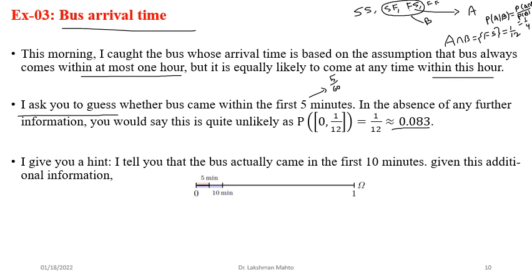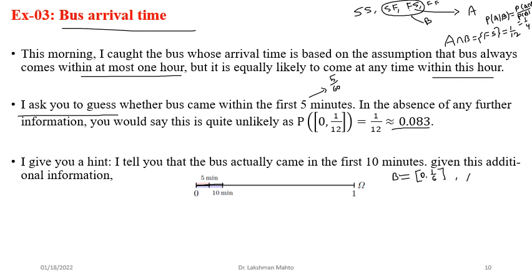So 5 minutes, it is already given. This is the partial information B. So what would be B here? First 10 minutes. That means the interval, you convert into hours. So what is the meaning of 10 minutes? It is talking about 0 to 1 by 6. That means 10 by 60, it would be 1 by 6.